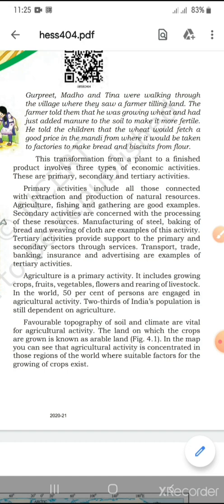Now, agriculture being a primary activity includes growing of crops, fruits, vegetables, flowers, and rearing of livestock. How is livestock actually dependent upon agriculture? Because what is agriculture? Agriculture refers to the cultivation of green plants.